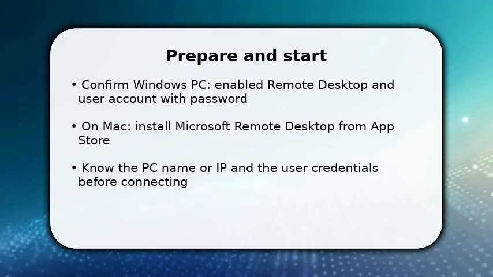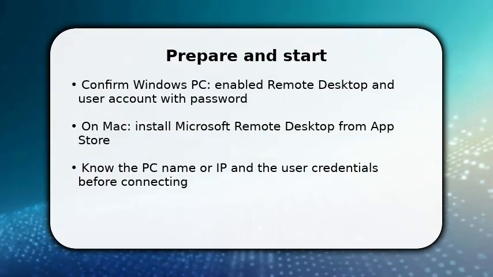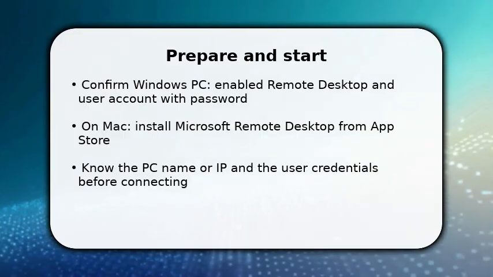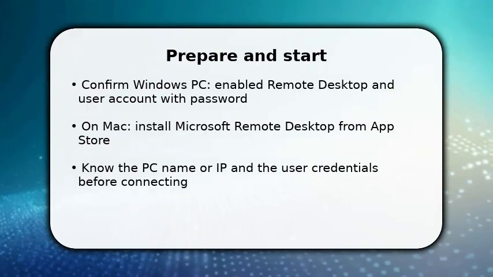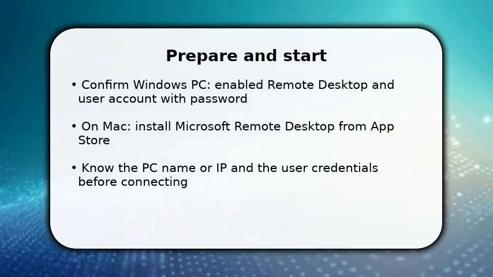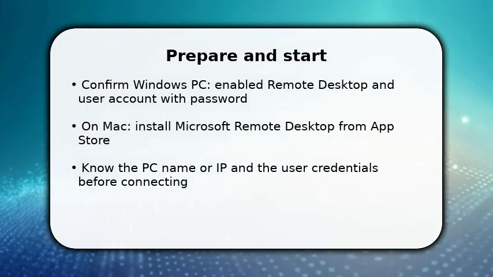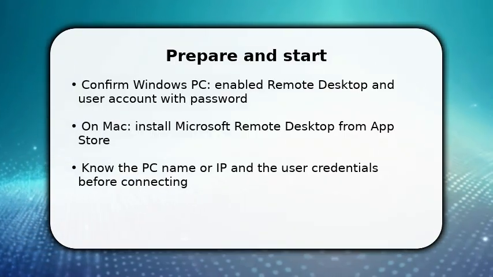You'll begin by enabling access and gathering details. On the Windows machine, turn on Remote Desktop and ensure the user has a password. This is required for security. On your Mac, install Microsoft Remote Desktop from the App Store if you haven't already. Once done, note the PC's name or IP address and the exact username you'll use.